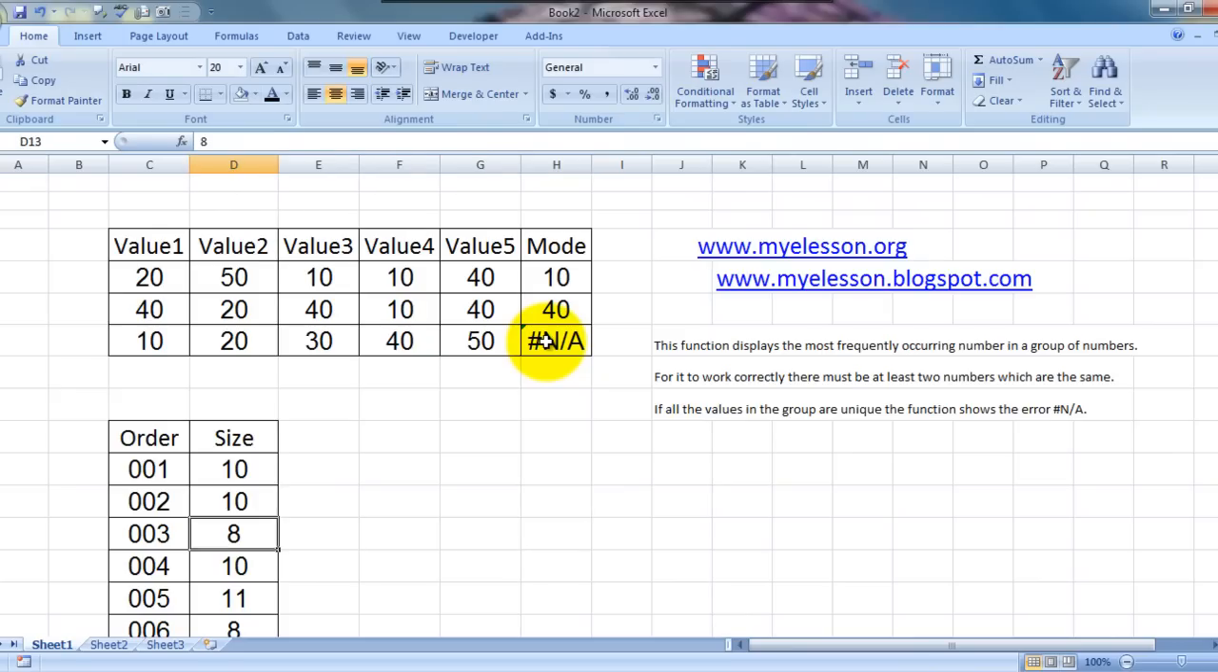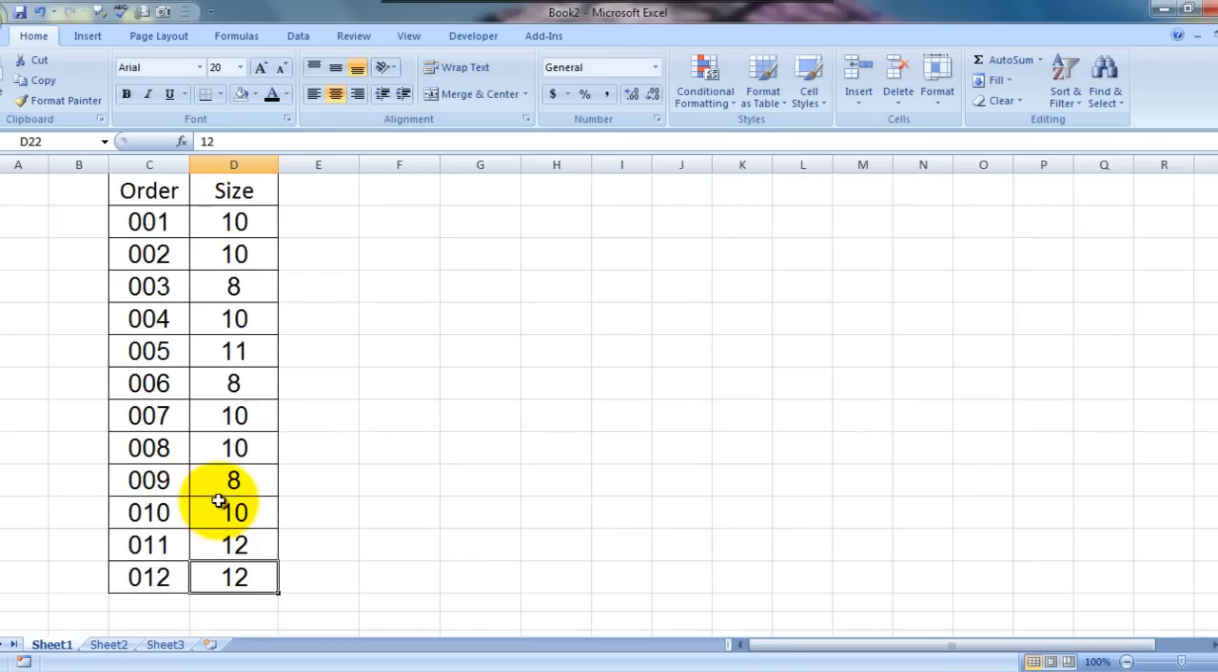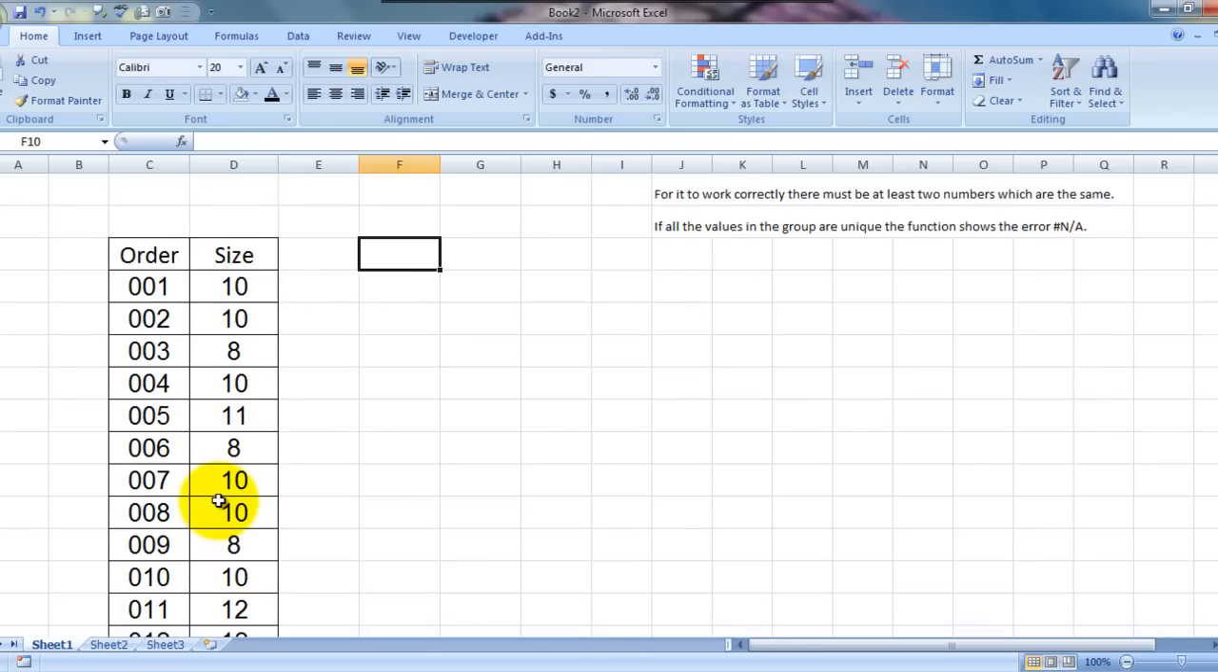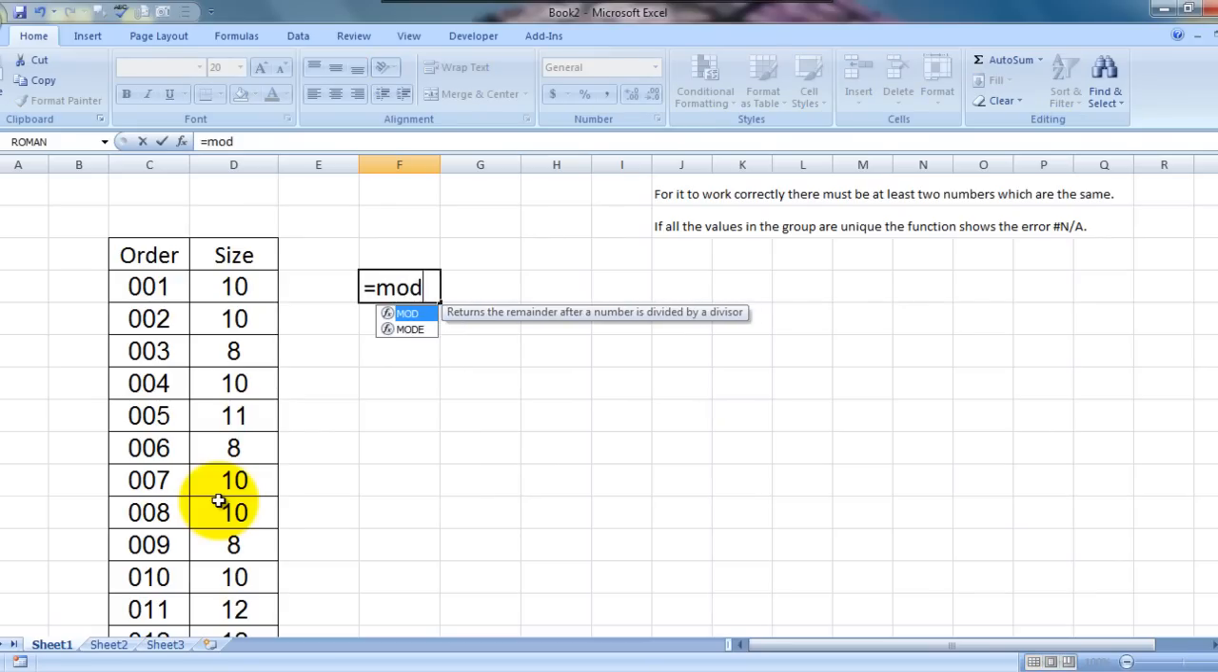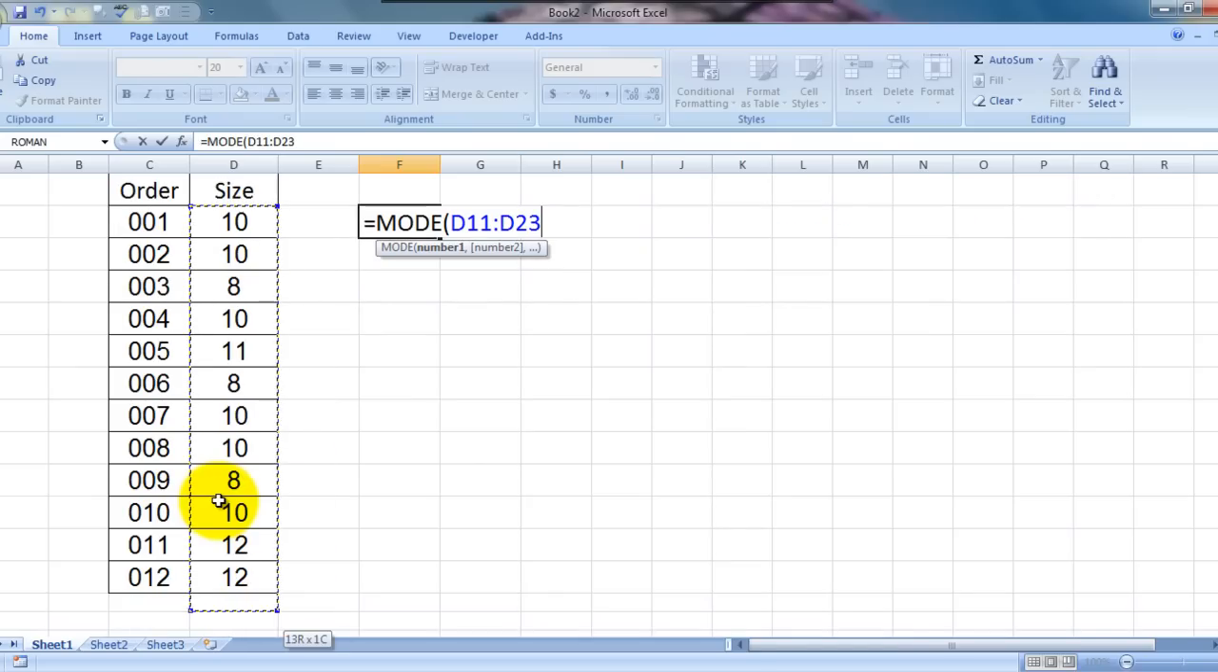Here I've given an example. Here we are talking about the sale of shoes in a store and we want to find out which is the most frequently sold shoe size. So we can do it using the mode formula, is equal to MODE, select the series, and you get the answer 10.